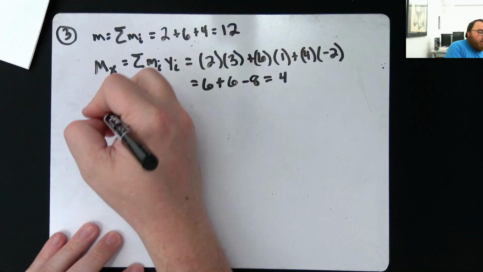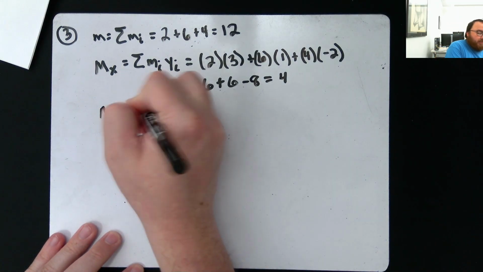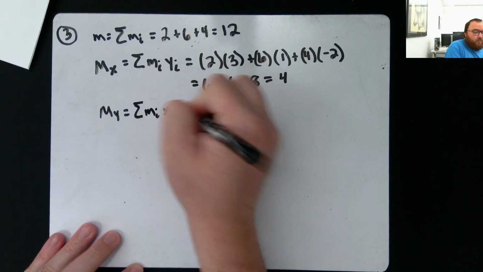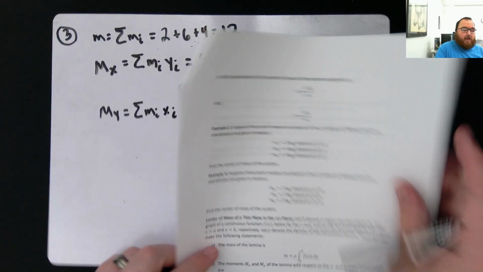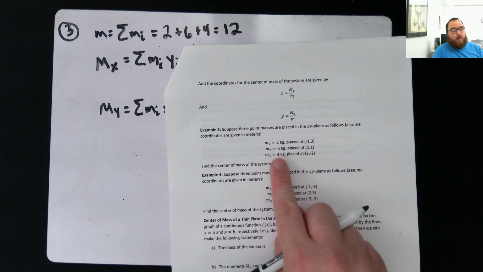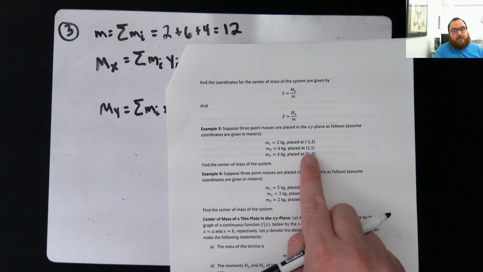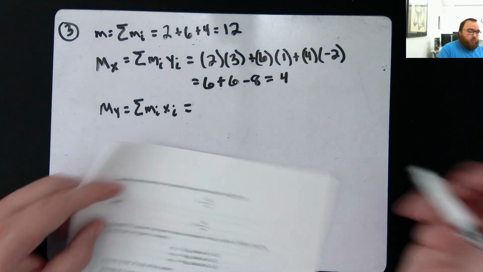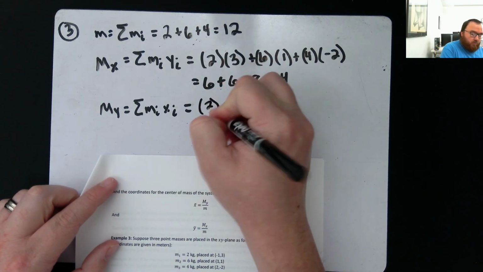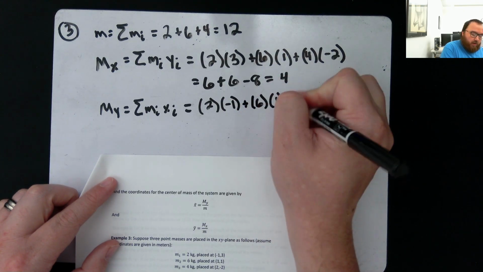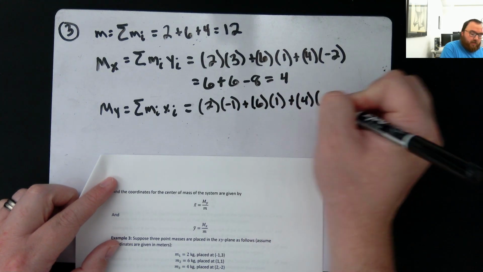So now do the moment about Y, which is going to be the sum of the masses times every X. So again, let's look at our masses. Mass of 2 placed at X is equal to -1. Mass of 6 placed at X is equal to 1. Mass of 4 placed at X equals 2. So 2 times -1 plus 6 times 1 plus 4 times 2.